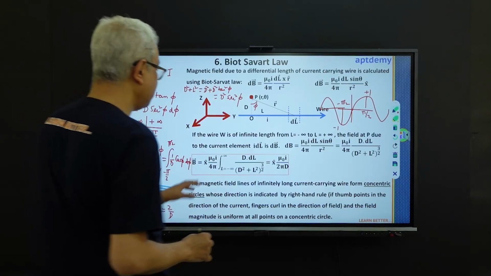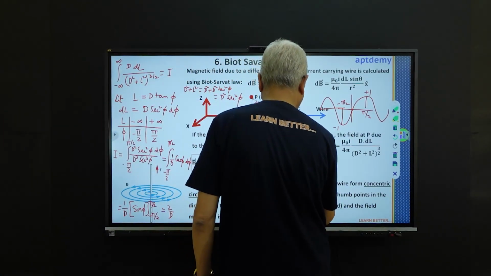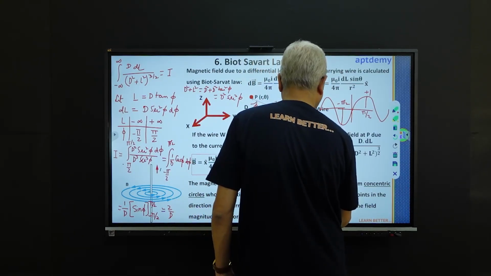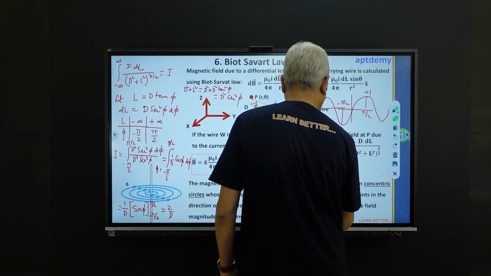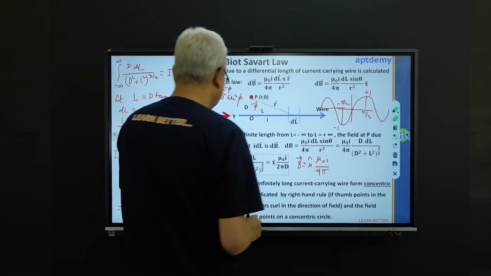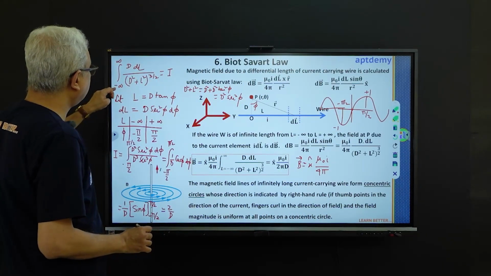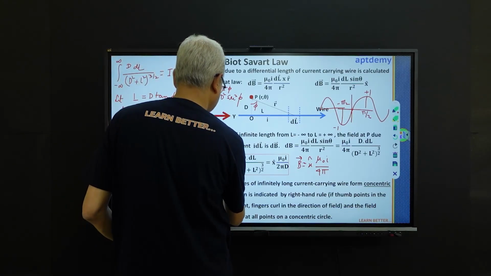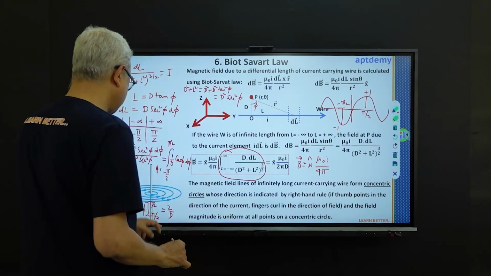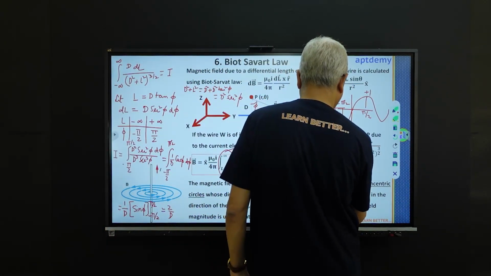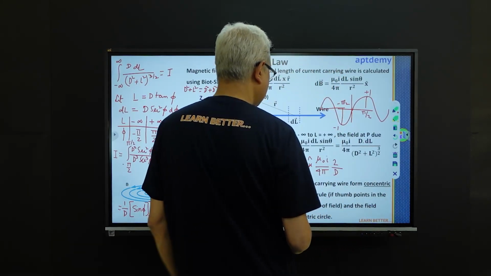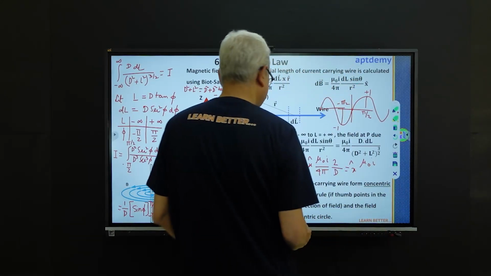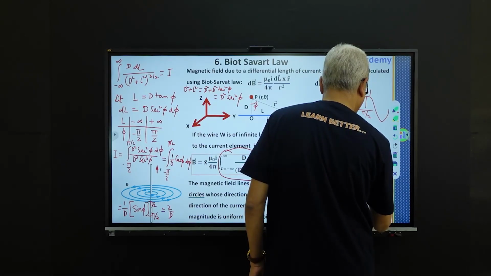So B becomes x cap mu naught I by 4 pi times this integral, the integral from negative infinity to positive infinity of d dl by d square plus l square whole to the power 3 by 2. This integral is d times 2 by d, so it is 2 by d. So it is x cap mu naught I by 2 pi d.